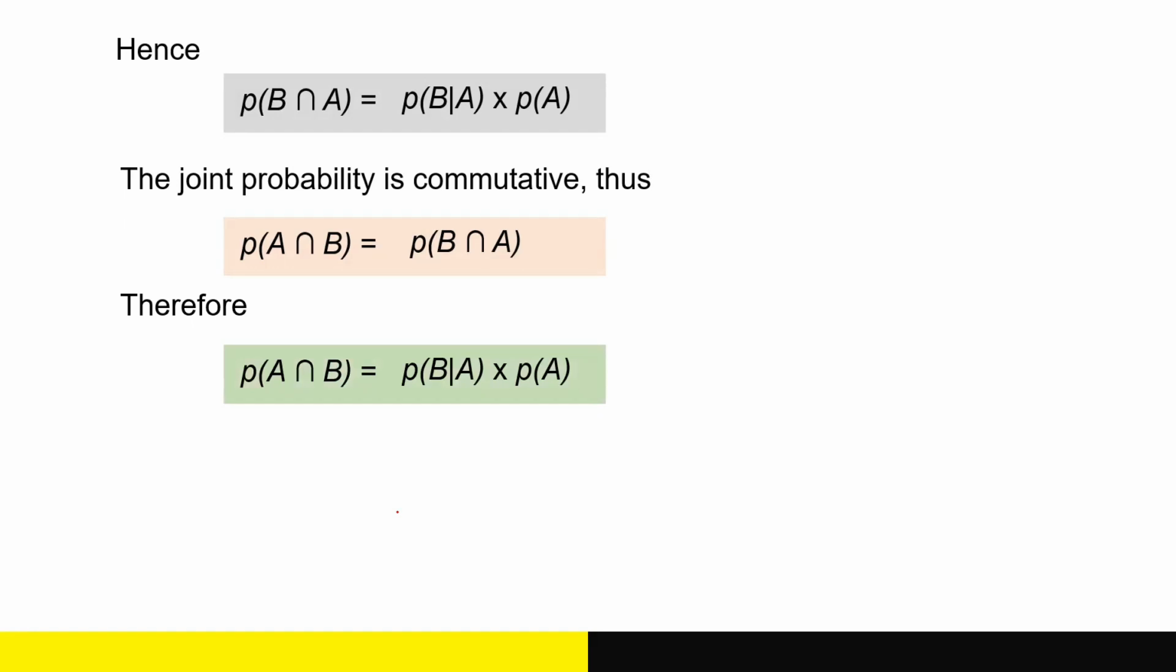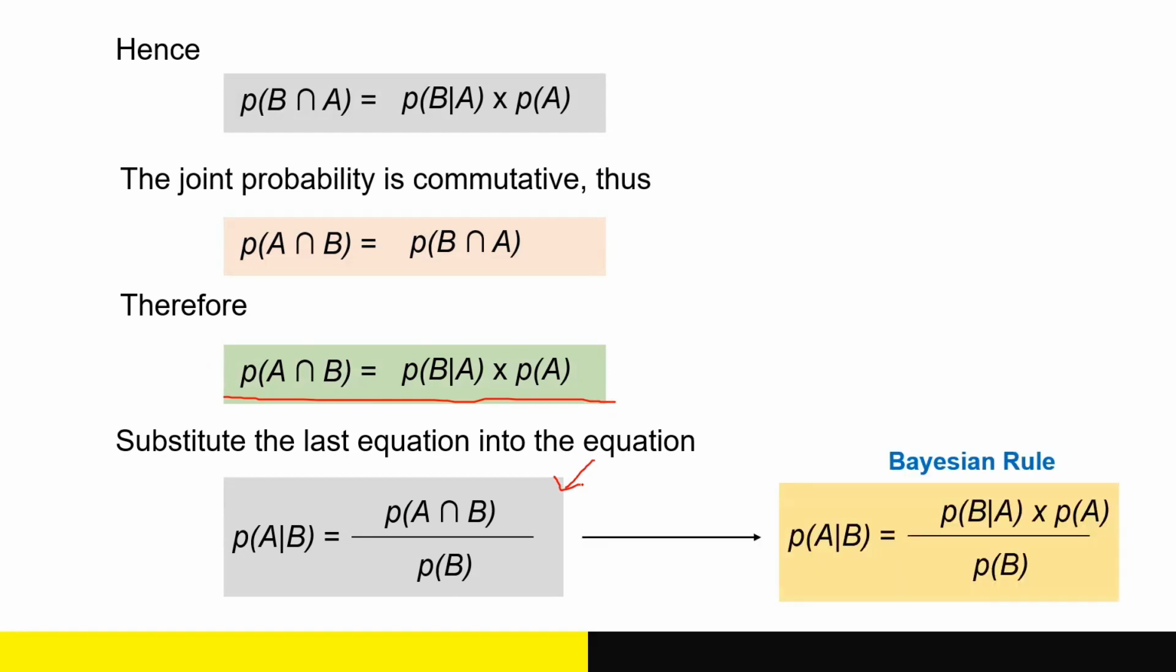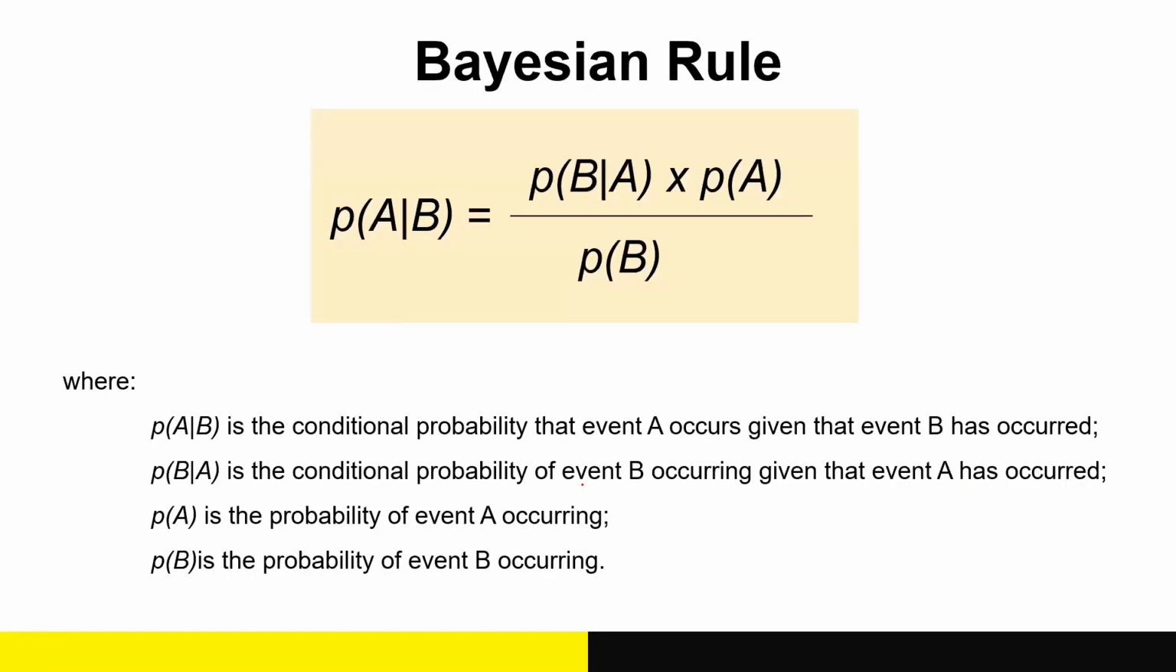Therefore, the probability of A and B occurring together is equal to the probability of B given A multiplied by the probability of A. So we will substitute this last equation into this equation. After substituting it, it will yield the Bayesian rule. So this is the Bayesian rule where the conditional probability that event A occurs given that event B has occurred is equal to the conditional probability of event B occurring given that event A has occurred multiplied by the probability of event A divided by the probability of B.